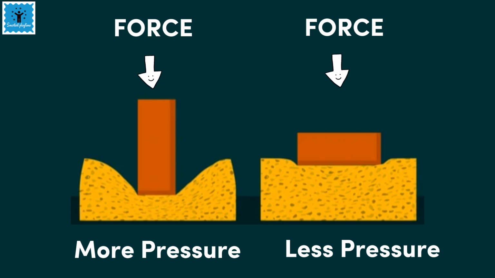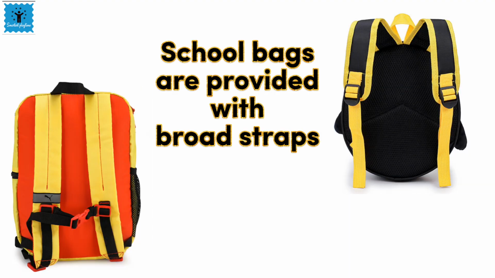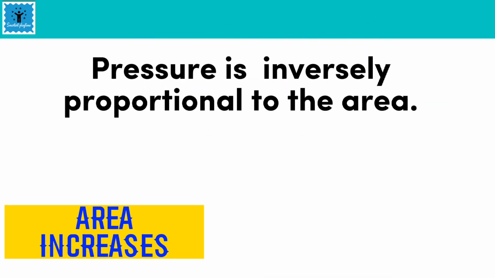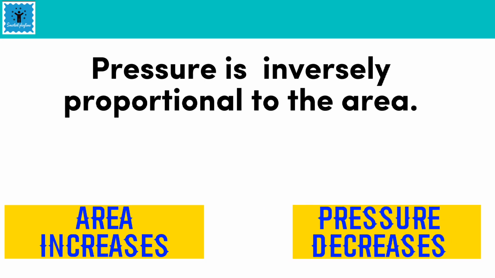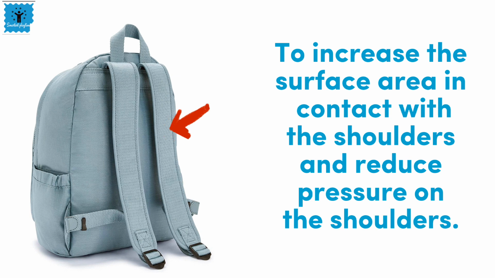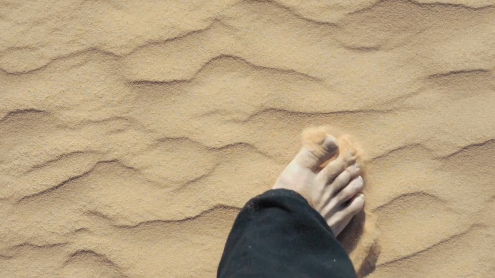Due to the same reason, school bags are provided with wide straps to carry them. As we know, pressure is inversely proportional to area. So, an increase in the area means decrease in the pressure. School bags are provided with broad straps to increase the surface area in contact with the shoulders and reduce pressure on the shoulders. Let's take another example.